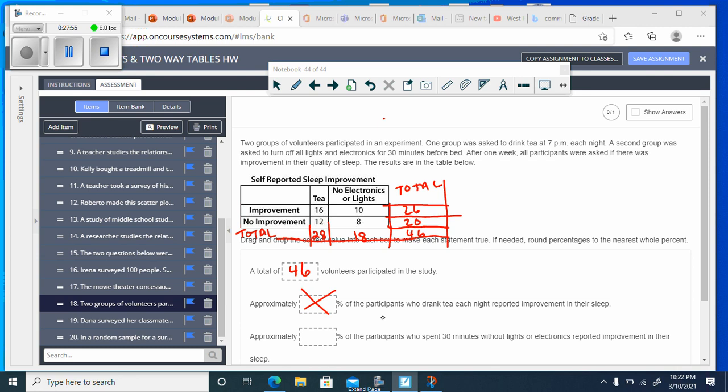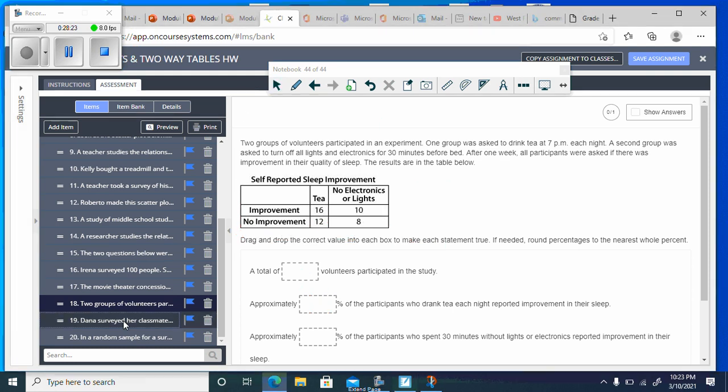Okay, approximately what percent of the participants who spent 30 minutes without lights or electronics, that'd be 18 people, reported improvement? 10 of the 18, okay? That would be 10 divided by 18. See, we're not doing that because we're not going to do anything but our totals here. That would give you 56%, okay, of those. All right, so we're done with that question.